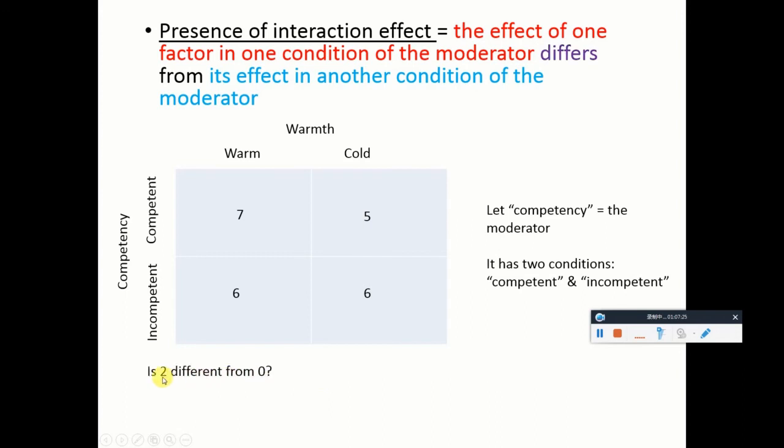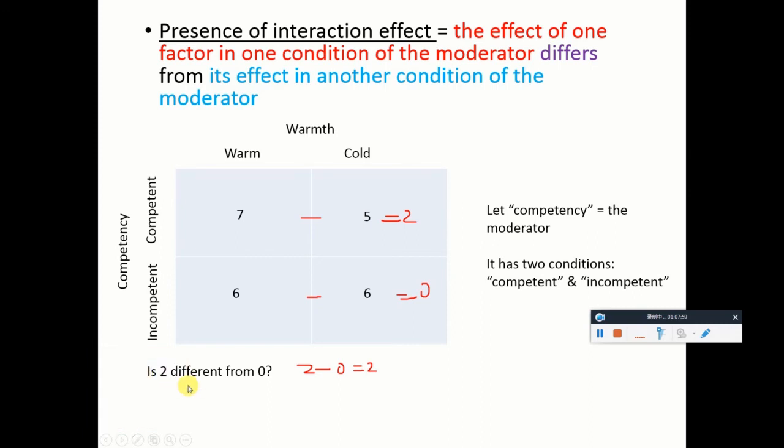Is 2 different from 0? How do we get the 2? That's the effect of warm versus cold in the competent condition: 7 minus 5, that's 2. 6 minus 6, that's 0, and 0 is the effect of warm versus cold in the incompetent condition. Is 2 different from 0? 2 minus 0, that's 2. Of course, these two are different.